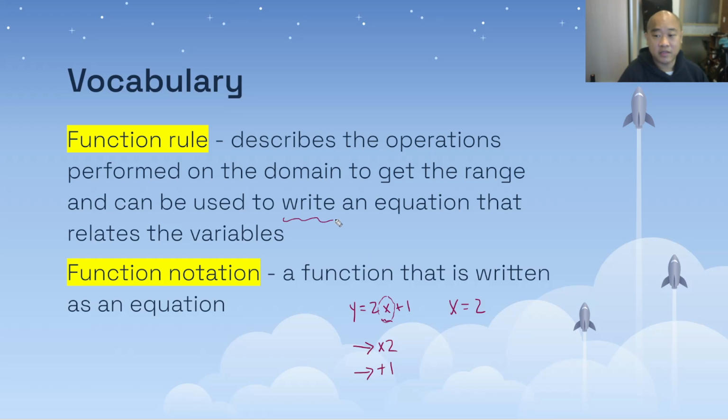And it can be written as an equation, right? Just like I've done here. y equals 2x plus 1. Function notation is a function that is written as an equation. So this, for example, is function notation.